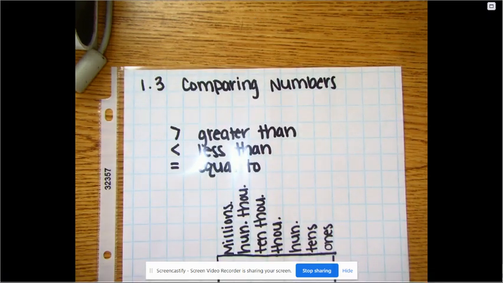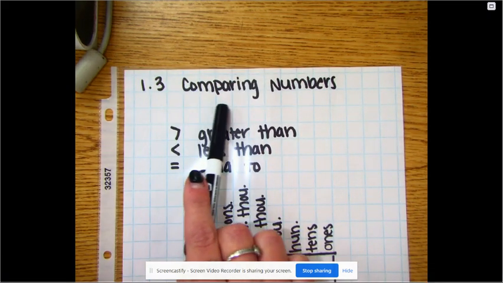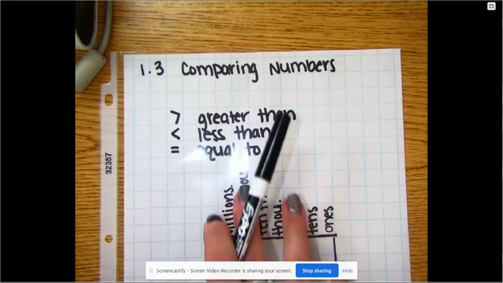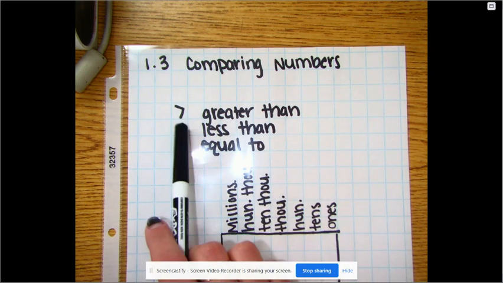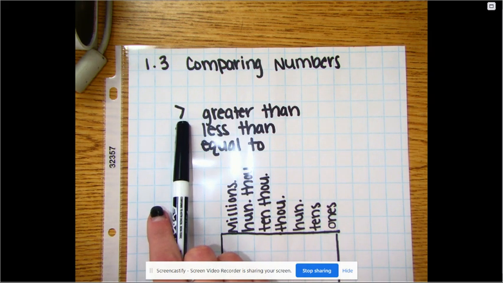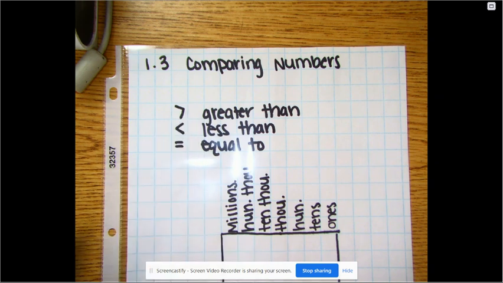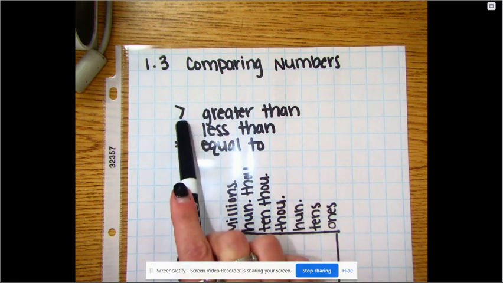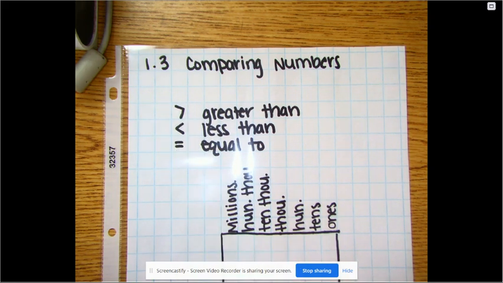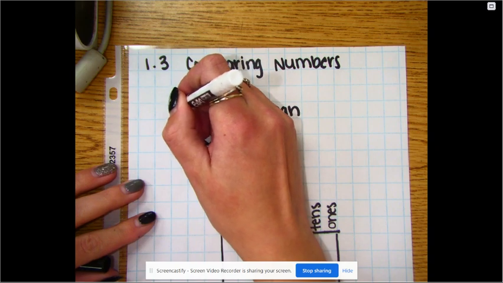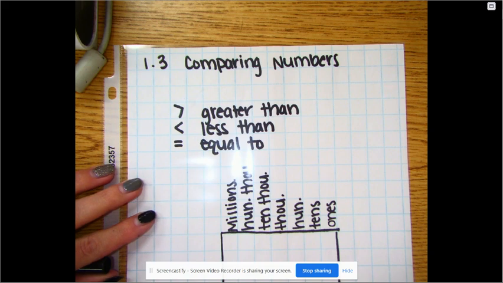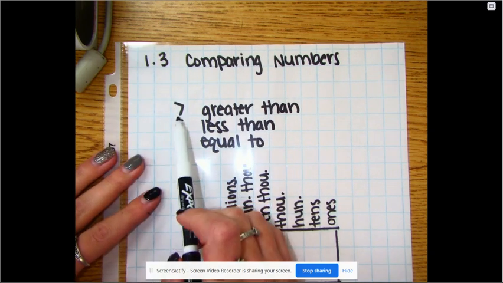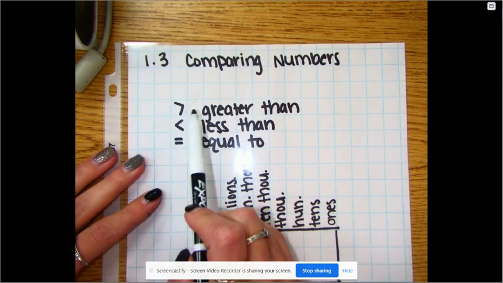All right, this is lesson 1.3, comparing numbers. Before we get started, we need to talk about three symbols that we're going to see as we start comparing numbers. The first symbol looks like a crooked seven, and I like to think of these as alligators. Sometimes I even draw little teeth on them. The thing to remember is that alligators are very hungry. We haven't fed our alligators in a long time, so they're going to eat the bigger number.